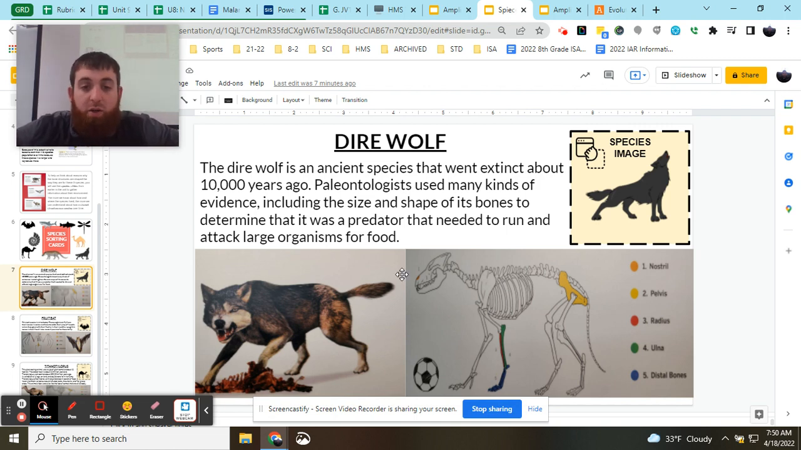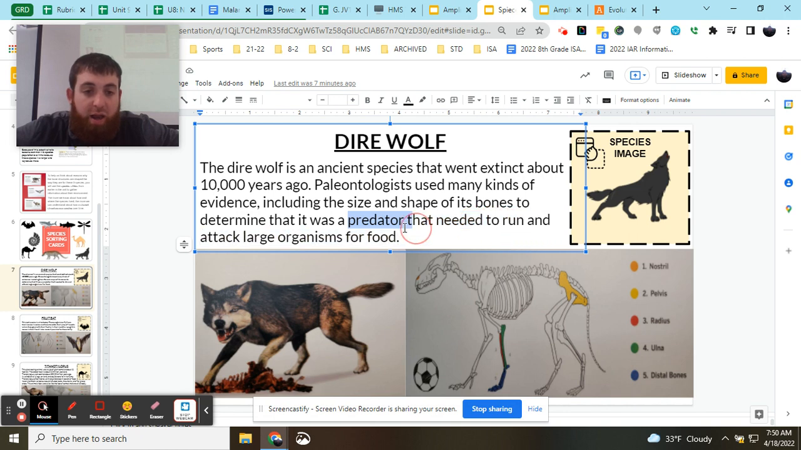For example, the dire wolf here, when we looked at theirs, we saw that they have unique bones that allow them to be predators in order to run and attack large organisms for food. So we know that these species are attacking large organisms in their environment. So they're not attacking small species that run and hide, they're attacking large species. And we see by their size that they have very big legs, very long legs here, especially where the ulnar radius is. Long legs help them run faster, along with having more muscle so they can attack these larger animals.